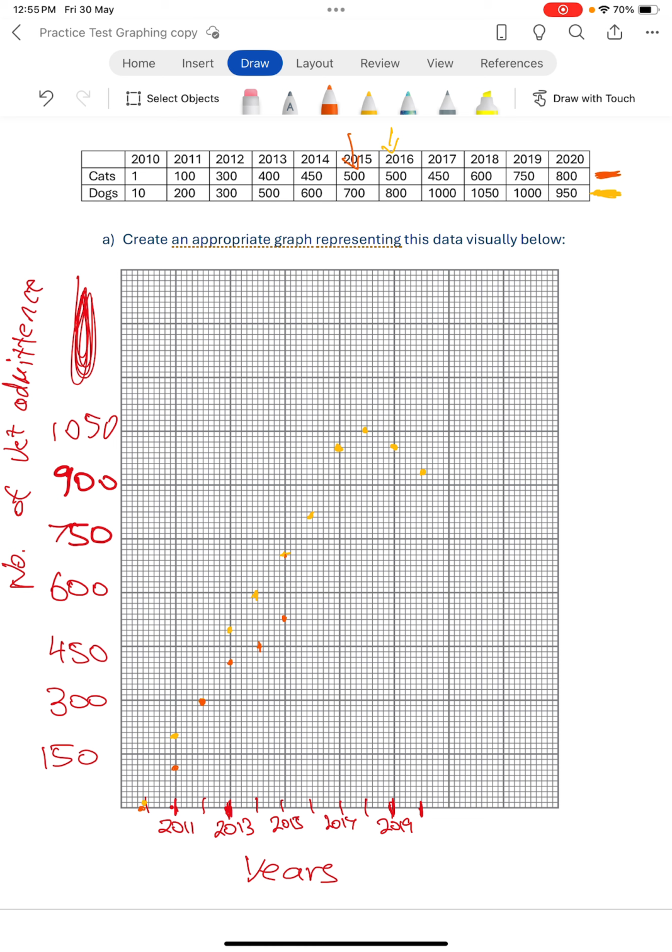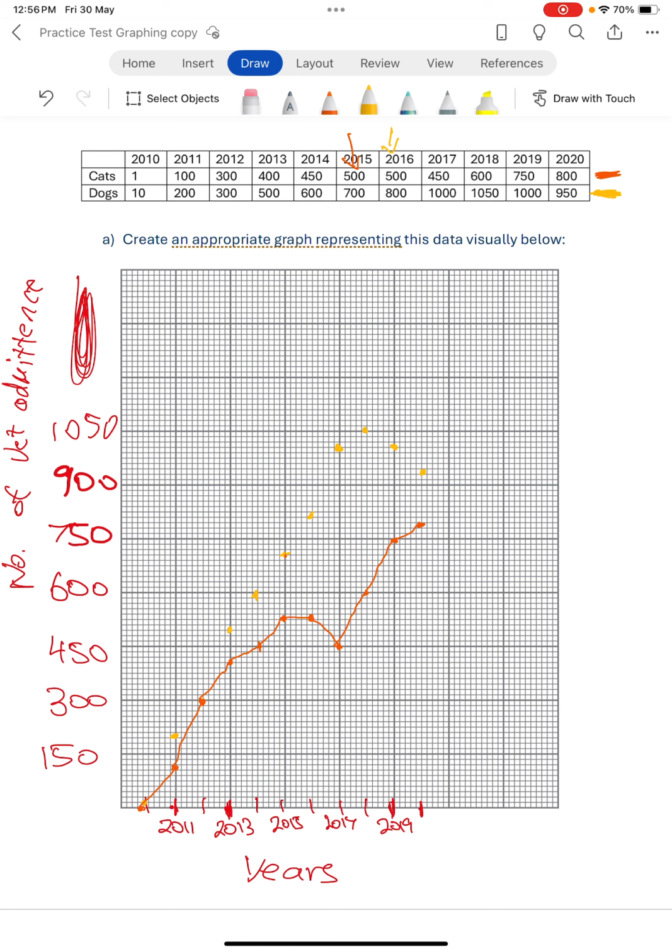2016, the cats will be at 500 again. 2017, they actually go down to 450. 2018, they go up to 600. And 2019, they go up to 750. And 2020, they get to 800. All right, cool. Last thing for me to do now is to connect all my dots. So orange to orange. If I had a ruler here, this would be better than me doing roughly straight lines.